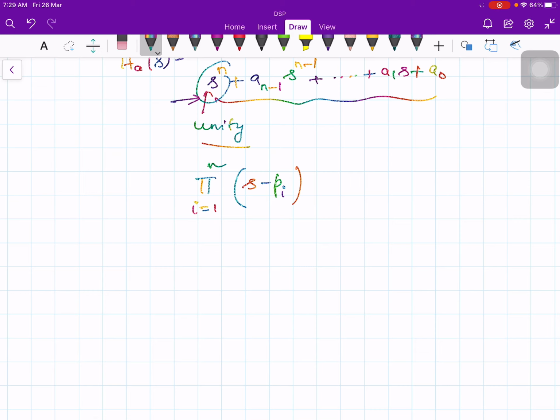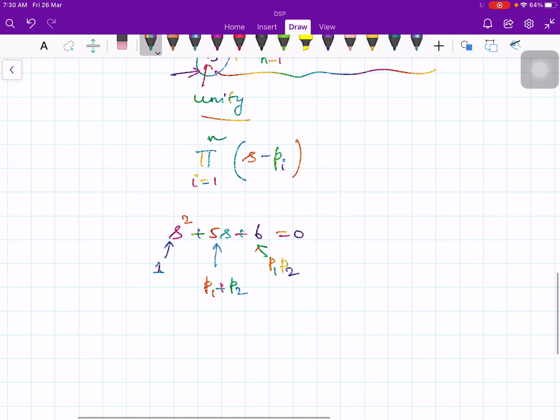For example, if you have s^2 + 5s + 6 = 0, look here, the coefficient of the highest power is 1, right? This constant is the product of the poles. Let's say there are two poles, it is a second order equation, so p_1 and p_2, and this coefficient is nothing but p_1 plus p_2. If you solve this equation, then s is equal to minus 3, minus 2, so the poles are p_1 equal to minus 3 and p_2 equal to minus 2.